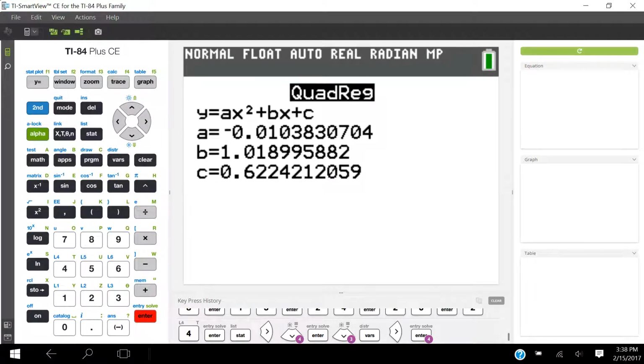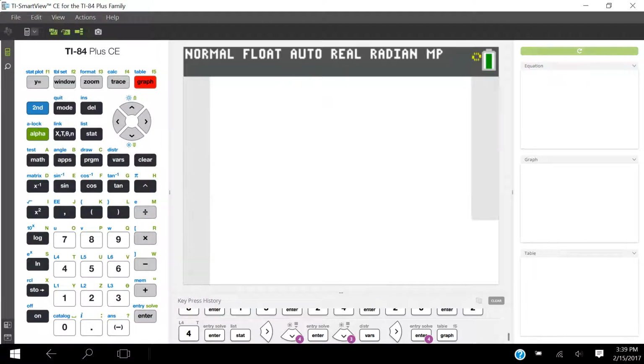Okay, and then I'm going to write down negative 0.01 x squared plus 1.02 x plus 0.62. So I'm going to write that down on my foldable in just a second. But let's go ahead while we're here and look at the graph.